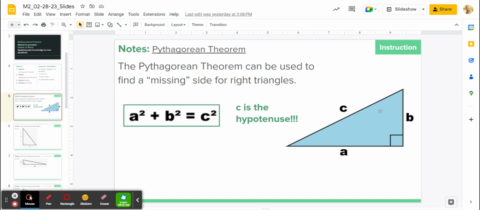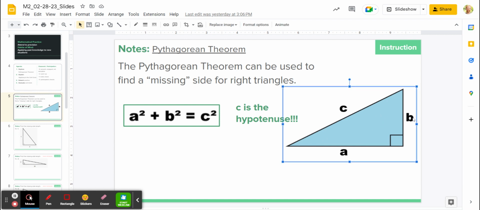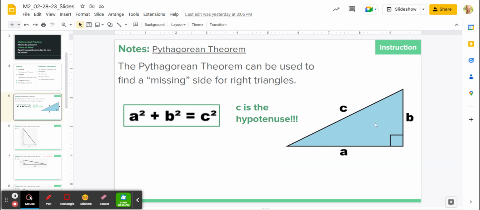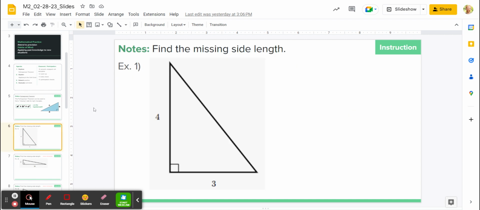It really doesn't matter where a and b are. Make sure to get this sketch in your notes as well. It doesn't matter where a and b are as long as c is the hypotenuse. So let's see how this plays out in an example.